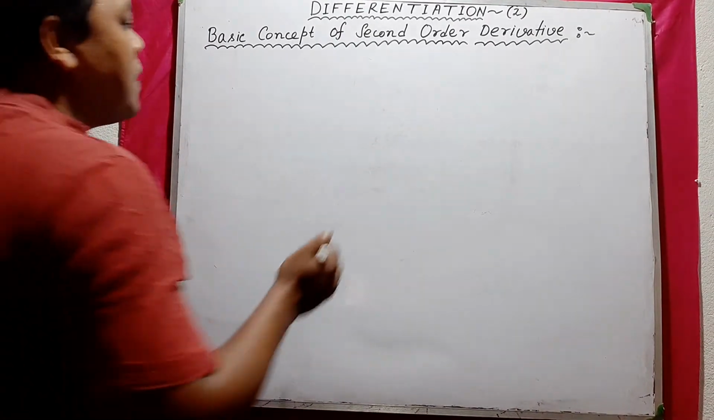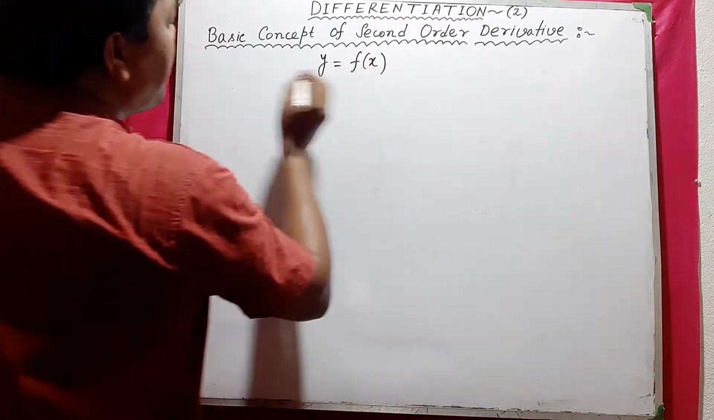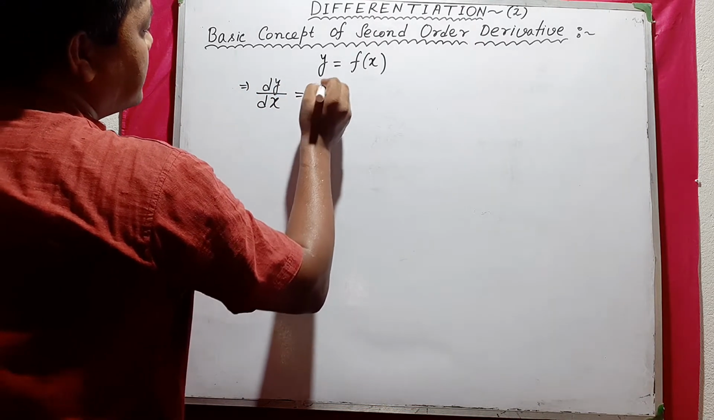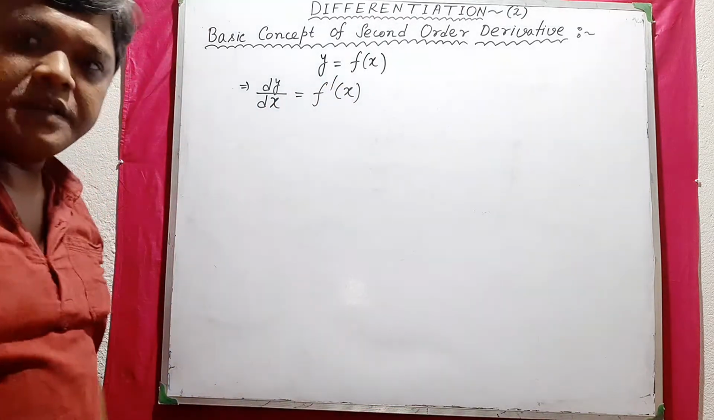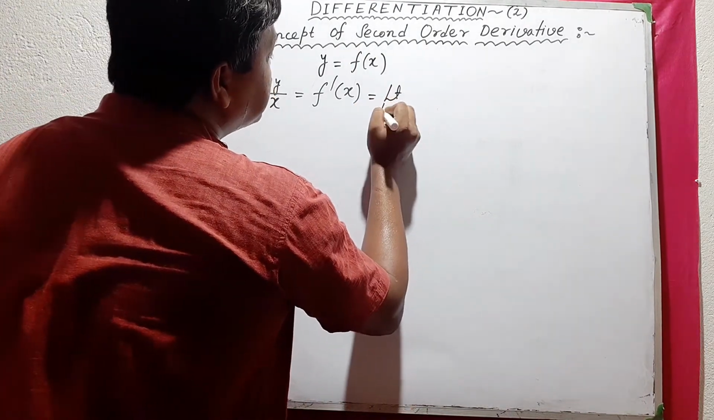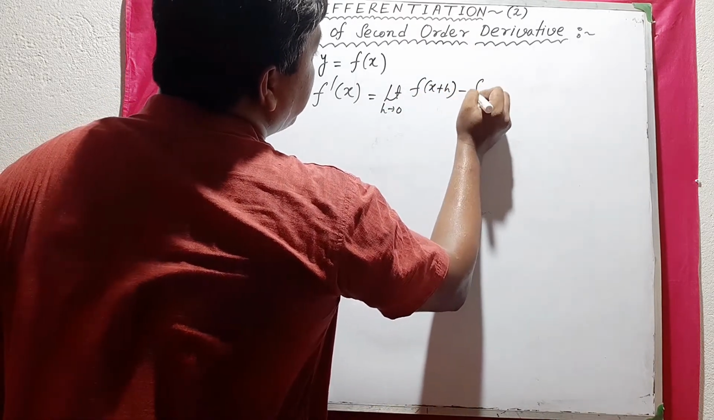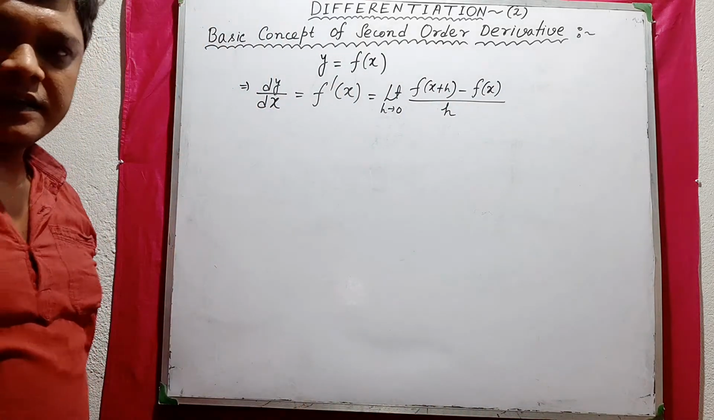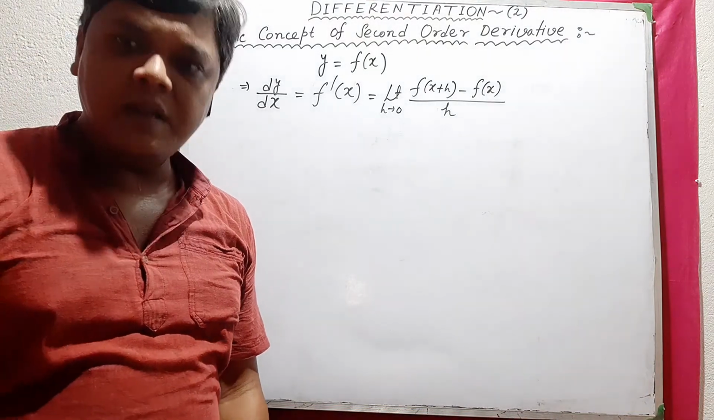So we have already learned that y equals f(x) is given to you, then dy/dx, that means f dash x or d/dx of f(x), is called the first order derivative. By the definition, it is the limit as h tends to 0 of f(x plus h) minus f(x) by h. If this limit exists, then we can say y, that is f(x), is differentiable.